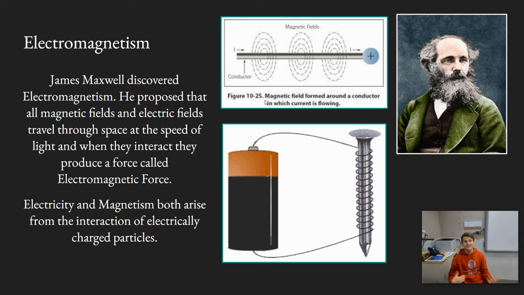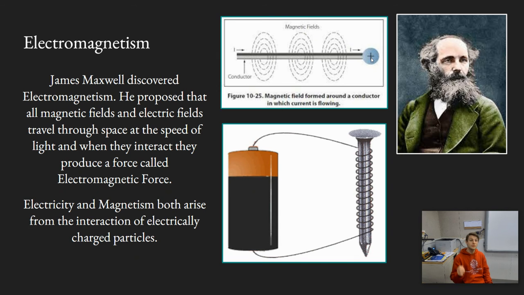Now, electromagnetism, let's go back to that. So I already told you that whenever current travels through a conductor in a straight line, a magnetic field is created on the outside of that. And that's a discovery from James Maxwell. James Maxwell discovered electromagnetic radiation, and specifically light.